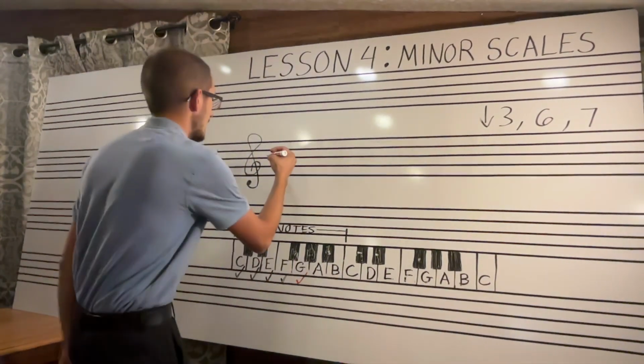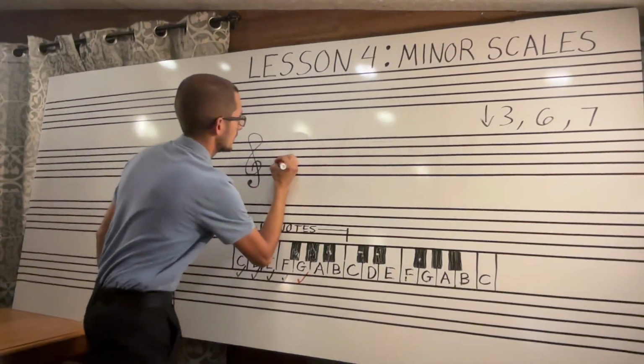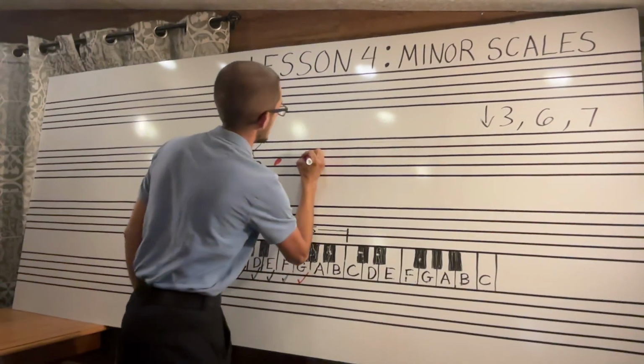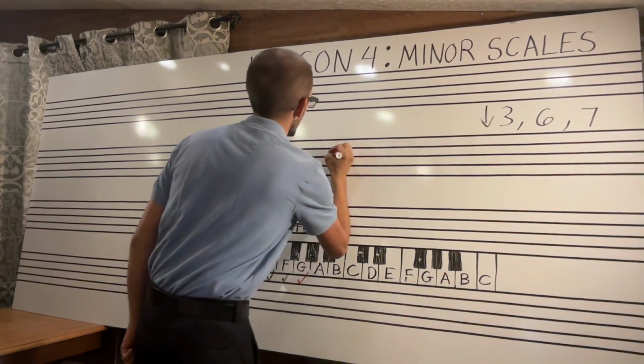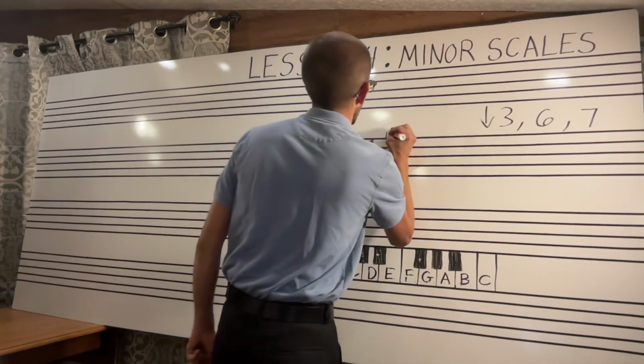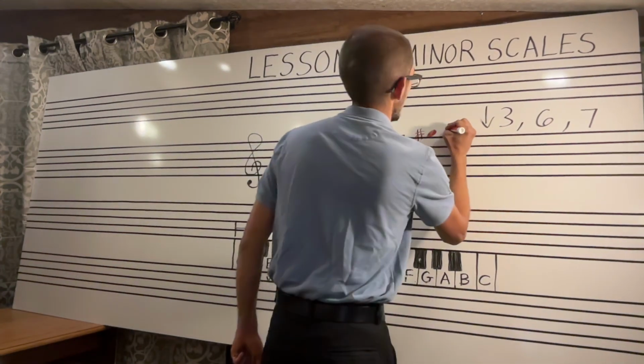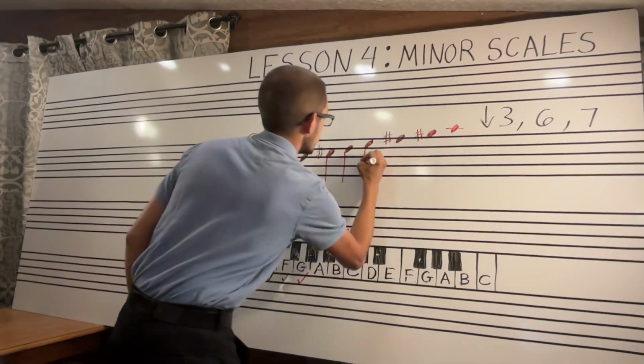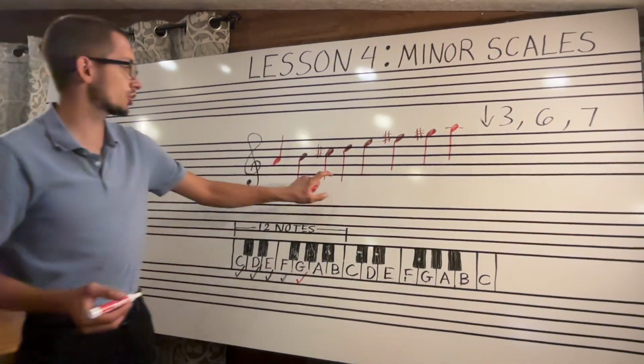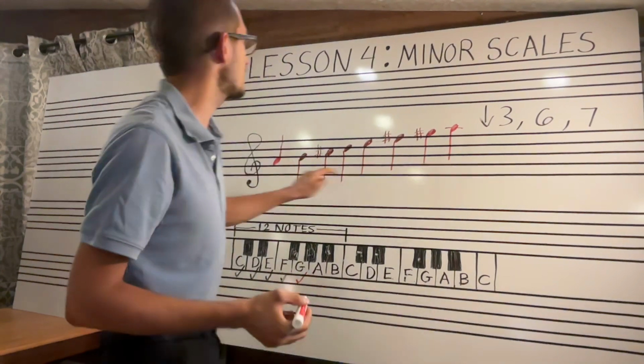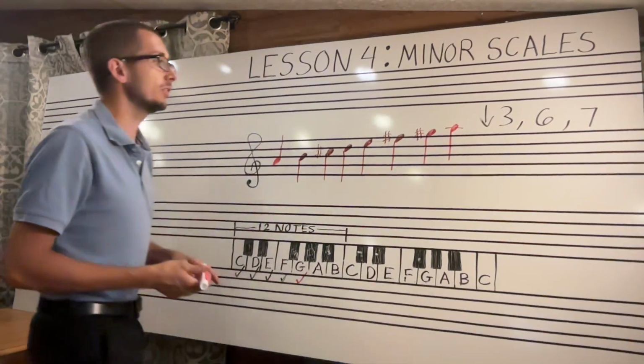We'll start with the A major scale first. And the A major scale has A, B, C sharp, D, E, F sharp, G sharp, and A. That is our A major scale.